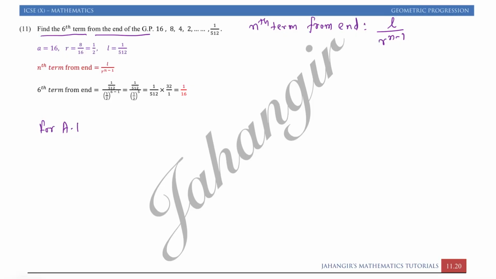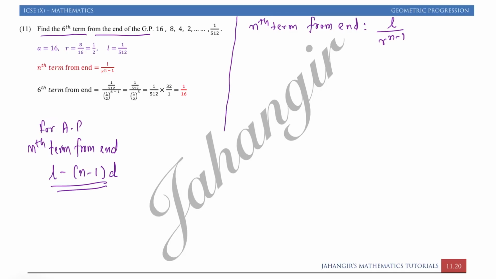For AP, what was the formula for the nth term from the end? It was L minus (n minus 1) into D. This was the formula for AP. But since we are doing GP, we will use L upon R raised to n minus 1, because in GP the ratio between consecutive terms is the same, and in AP the difference between consecutive terms is the same.